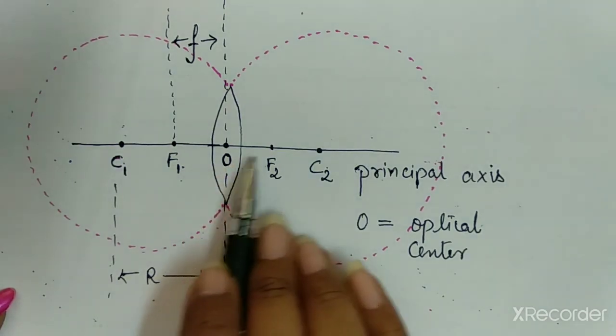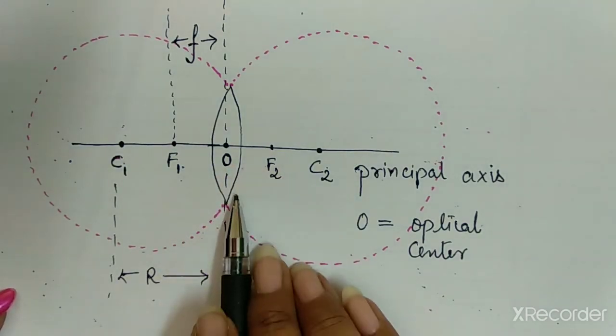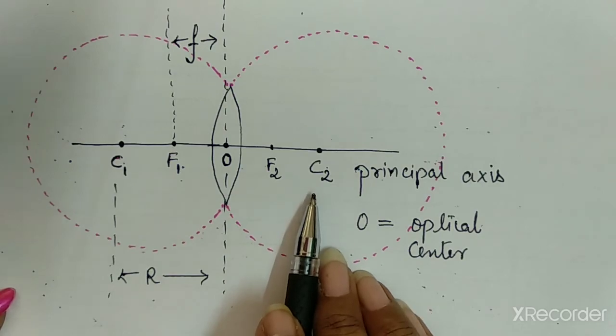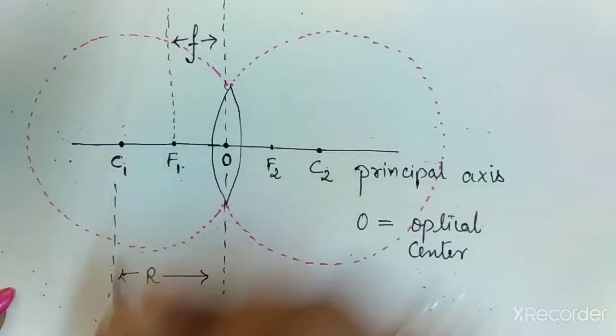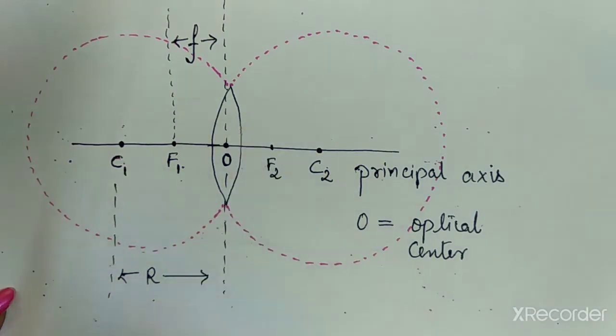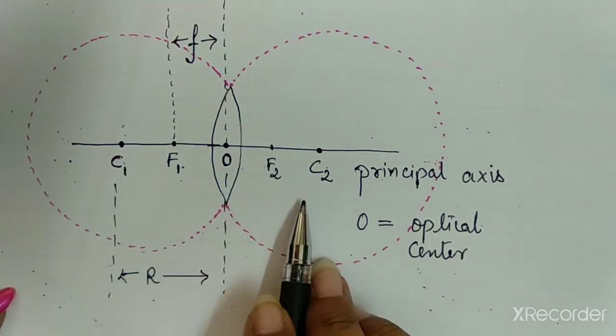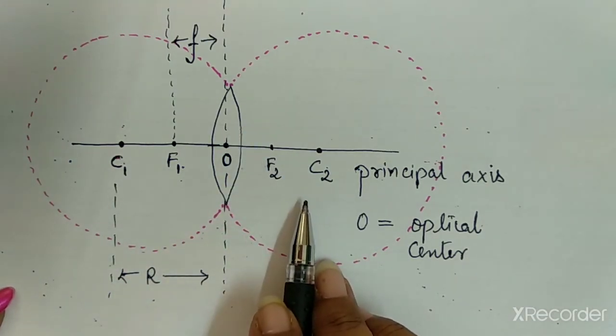Same way, I'll have focal length on this side also, and radius of curvature on this side also. This focus and the focus on this side, this radius of curvature and the radius of curvature on this side will have the same values.